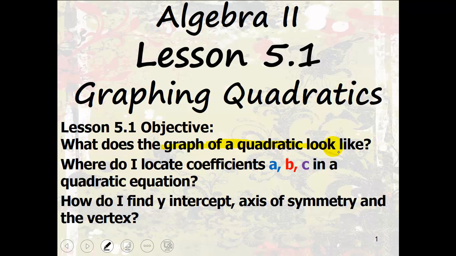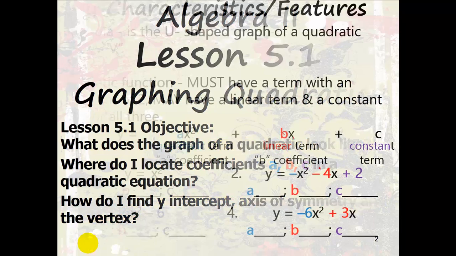Where do I locate coefficients A, B, and C? They're always in the same place on the quadratic. You just have to know what to look for. How do I find the y-intercept, the axis of symmetry, and then the vertex? Once we identify these in the first 6 slides, then there's another video where I pull all the pieces together and we actually use them to sketch a graph. All right, so let's get started.